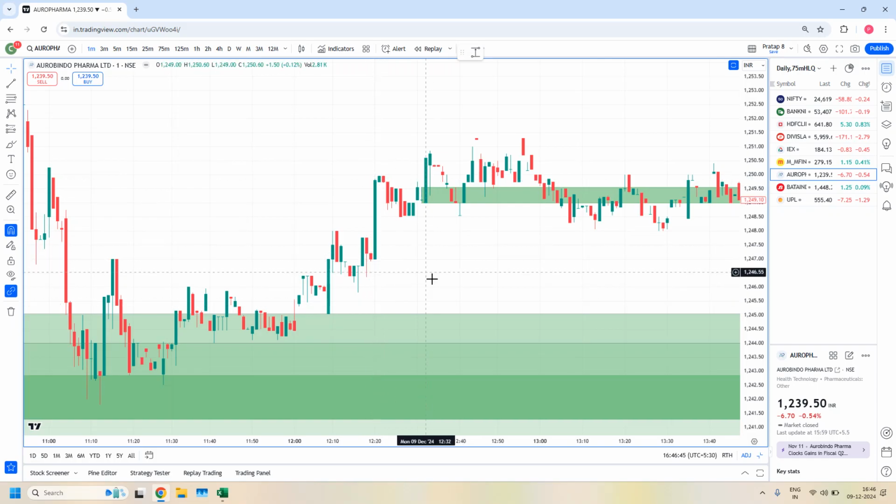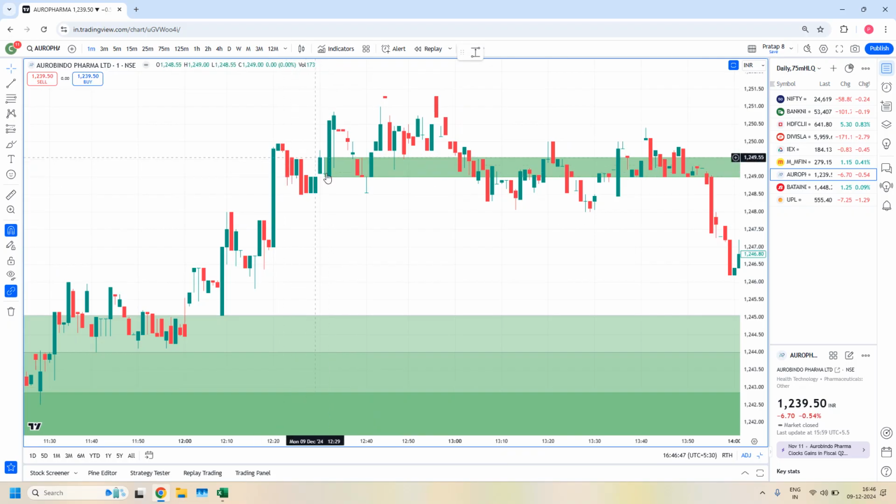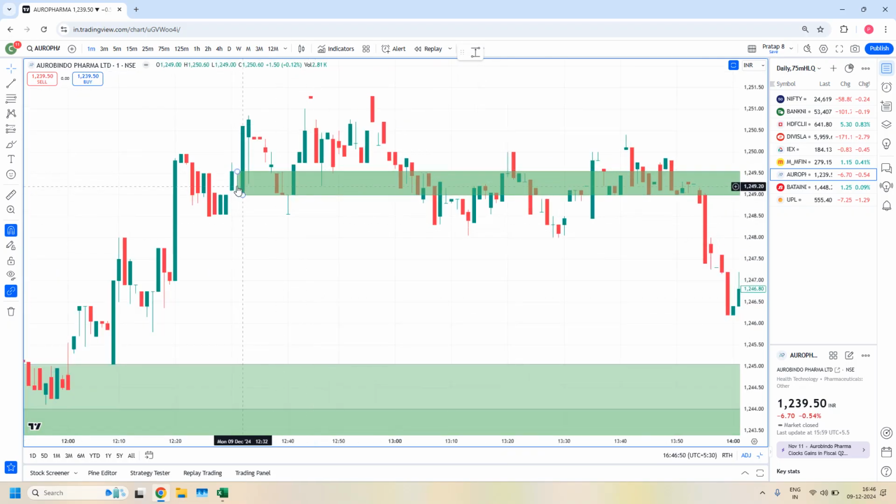But this one is not violated. After that again, rally, base, rally is created. And then this zone is violated here at 12:40.